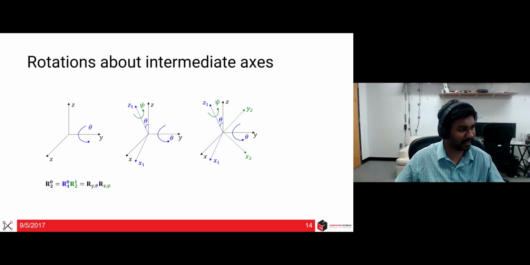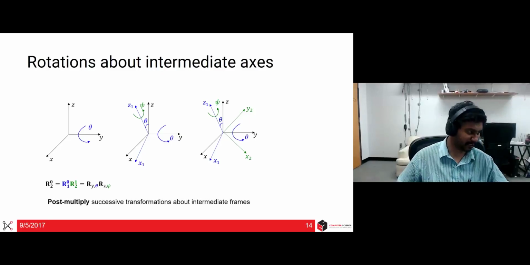You can easily derive it by taking vector products by the definition of a rotation matrix. I am not going to derive it. I'm going to leave that as a homework exercise for you to derive and find out why that is so. It's super easy to prove. Okay, just to summarize, post multiply successive rotations or transformations about intermediate axes.